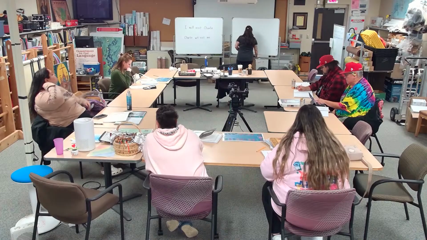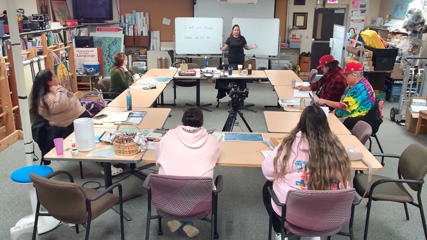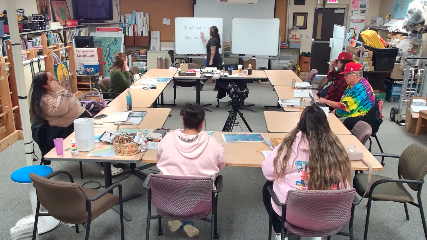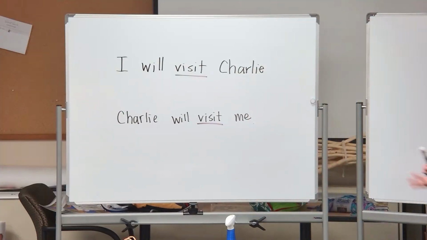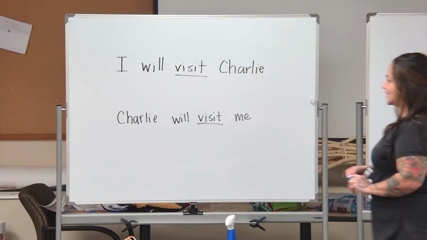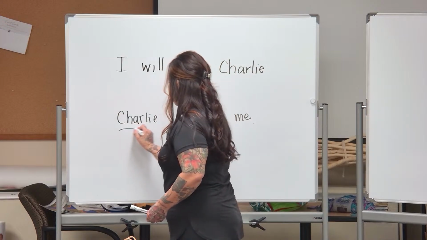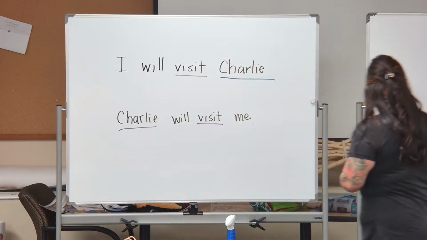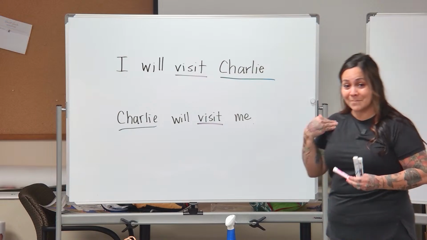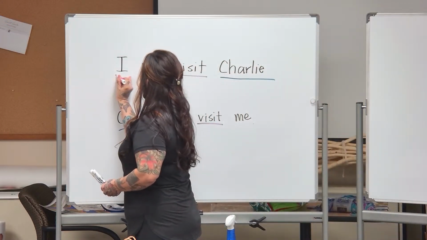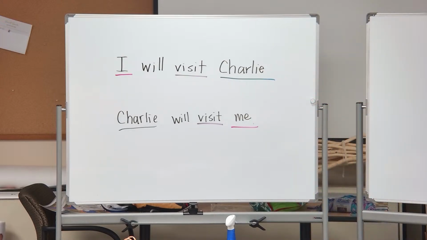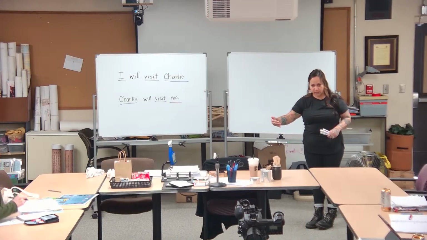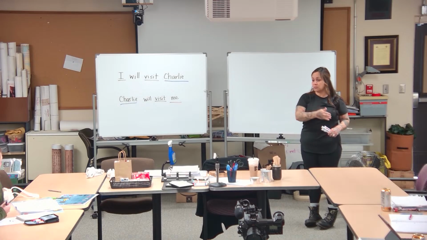In these sentences, we have the same verb taking place. In both sentences, visit is our verb. Also, in both of the sentences, we have Charlie. And then we have I, or me. Now, the difference that we see when we look at these two sentences together: who is doing the action? And then who is the action being done to?